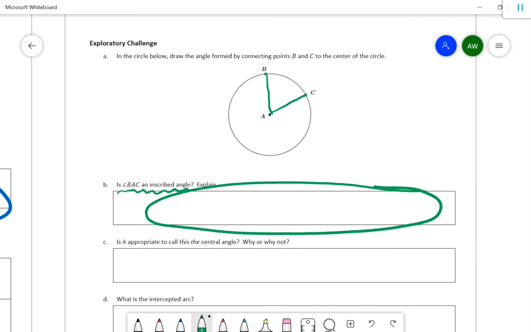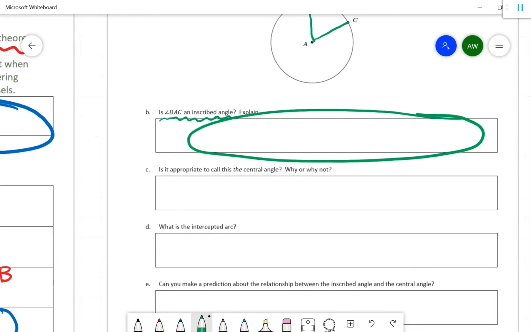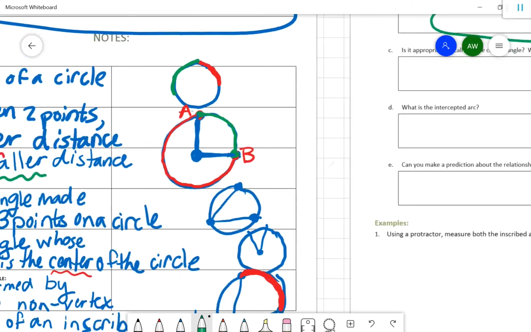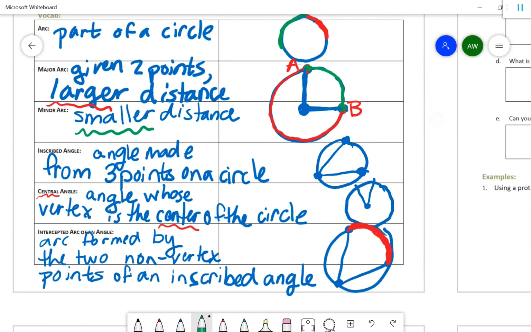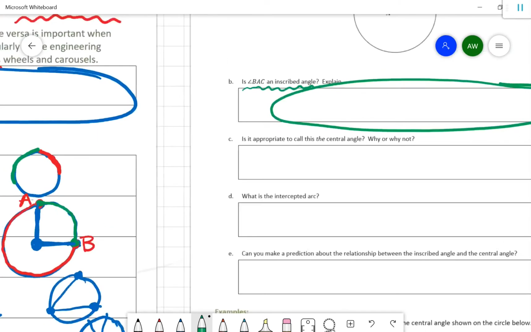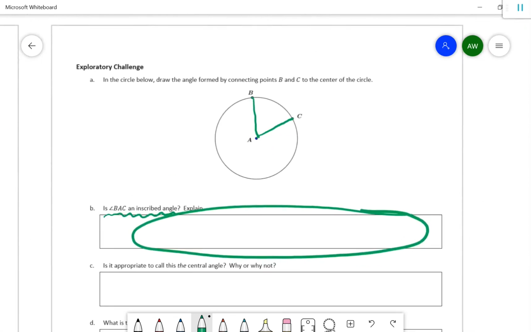Thanks for pausing and working on that. Hopefully, you looked back at your vocabulary words. And looking at this angle, right? We can see, is this an inscribed angle, an angle made from 3 points on the circle? Well, if I look at my 3 points, B and C are both on the circle, but point A is in the center of the circle. It's not on the outside. So this is not an inscribed angle. Now, if you didn't get this right, you don't have to go back and change it. Just remember that this is not an inscribed angle.